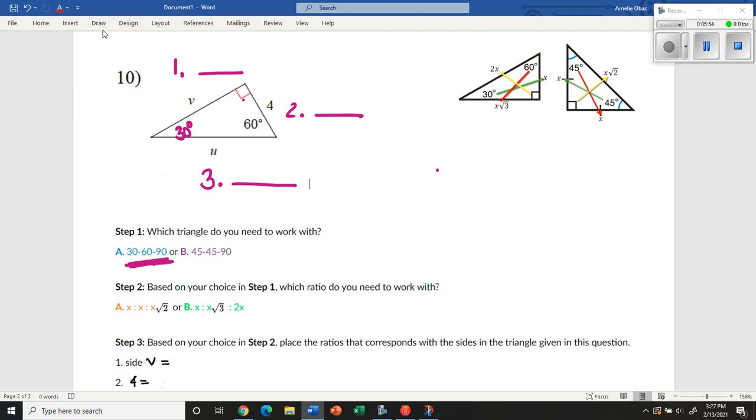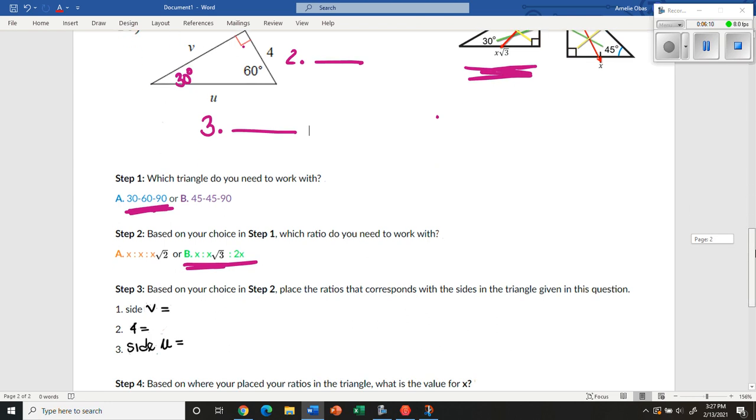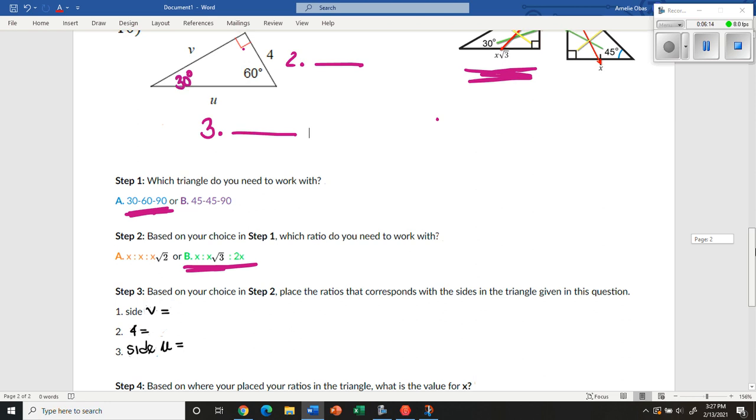And then based on your choice in step 1, which ratio do you need to work with? We know we're using this triangle. We look at the ratio. We notice that it's x square root of 3 and 2x. So that will be this choice. Now the next one, they say based on your choice in step 2, place the ratios that correspond with the sides in the triangle given in this question.